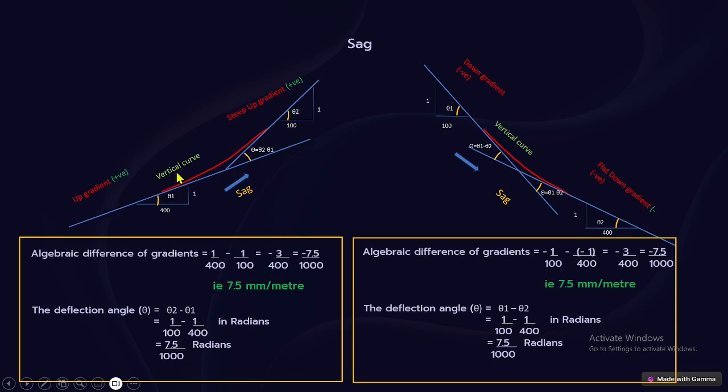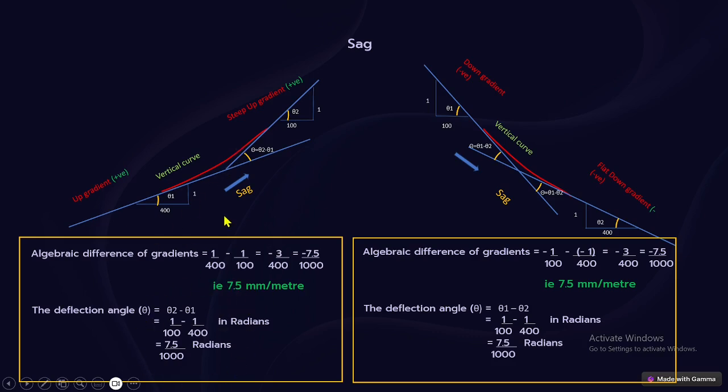Here again, the up gradient we have to take as positive only. So 1 by 400, we have to come this way, towards the direction: 1 by 400 minus 1 by 100. So minus 3 by 400 will give minus 7.5 divided by 1000. So minus means that it is normally a sag. So here 7.5 mm per meter is more than 4 mm per meter. That's why we need to provide a vertical curve here.